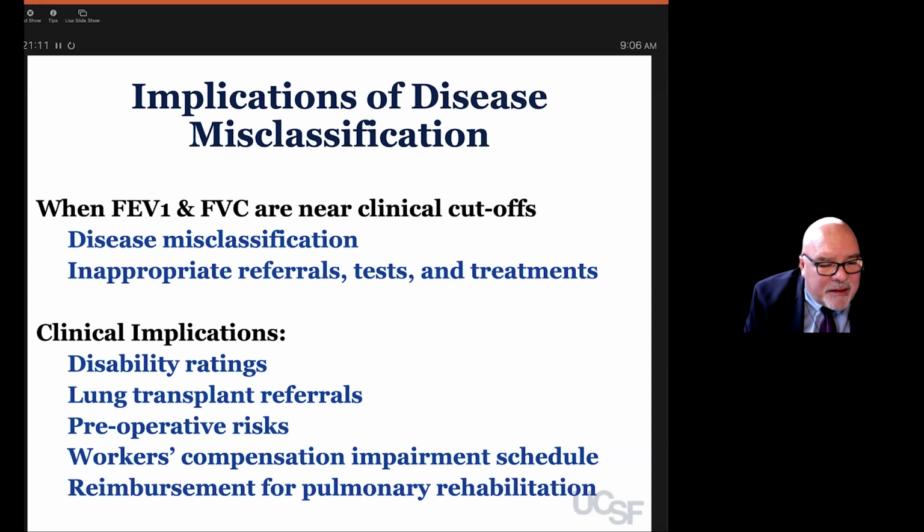Well, when you have disease misclassification, it leads to inappropriate referrals, inappropriate tests, and it has significant clinical implications, including disability ratings, transplant referrals. Remember the comedian Martin He died on a lung transplant list. If he were diagnosed earlier, he might have got on the lung transplant list. It has implications for workers' comp and reimbursement for rehabilitation.